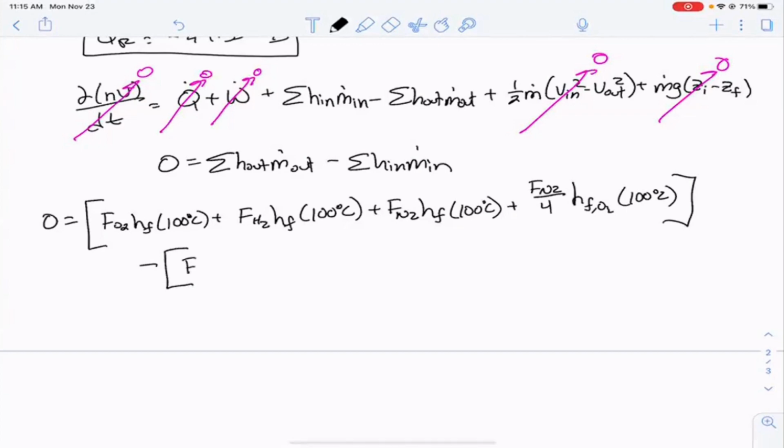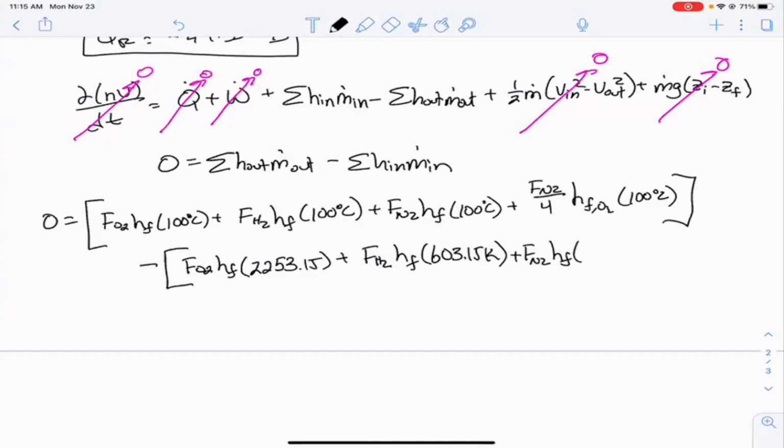And so entering, we had some flow rate of oxygen times its heat of formation. And remember, that's really hot. It's really the reason we have to cool this down. And then also entering our box is hydrogen at 600 Kelvin. And then we have nitrogen entering at 25 degrees C. And we have this F nitrogen over 4 times the heat of formation of oxygen at 25 degrees C, right?